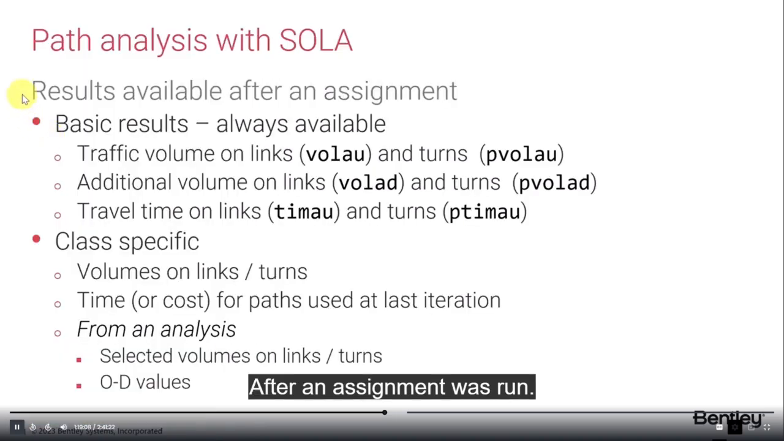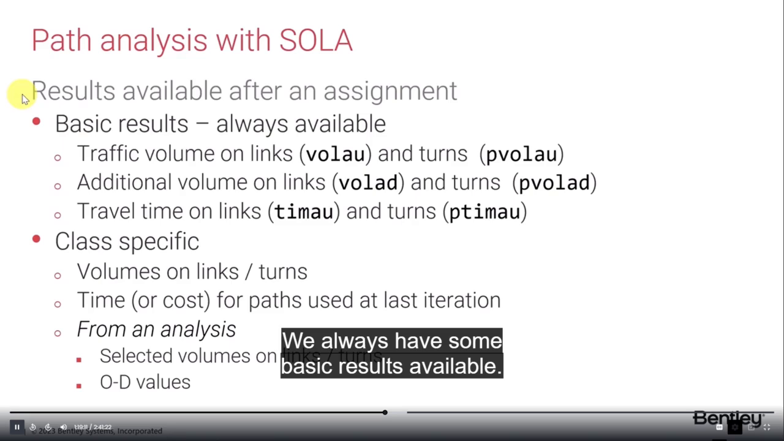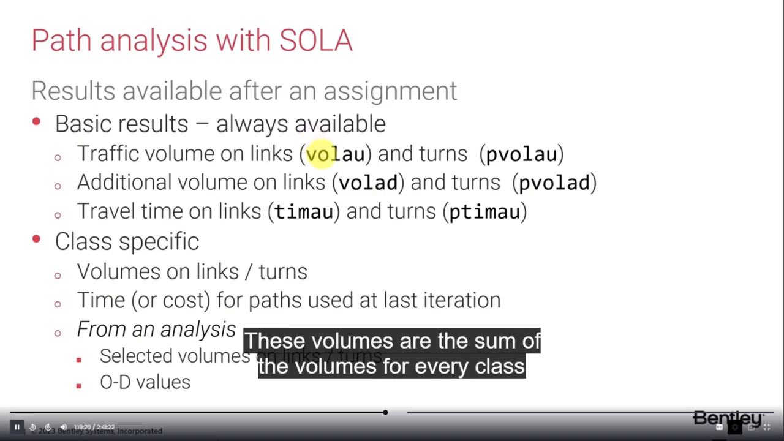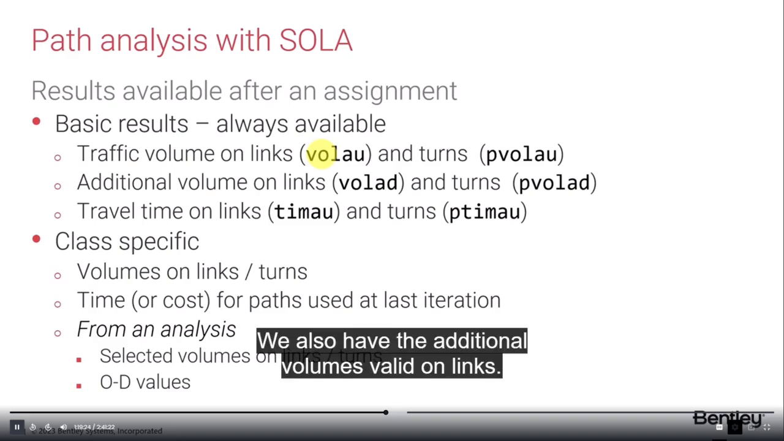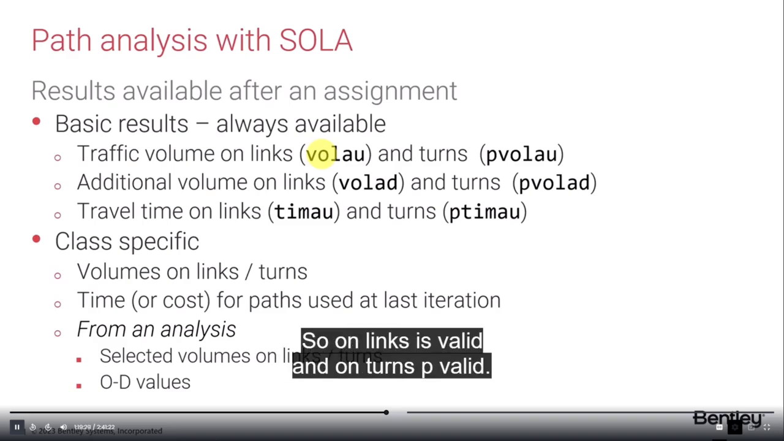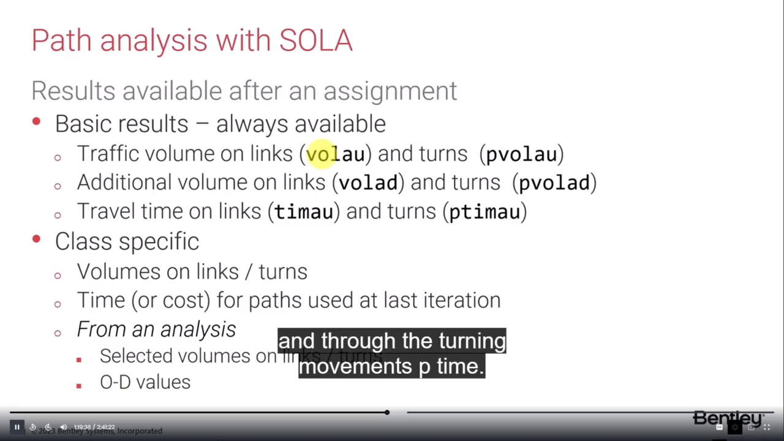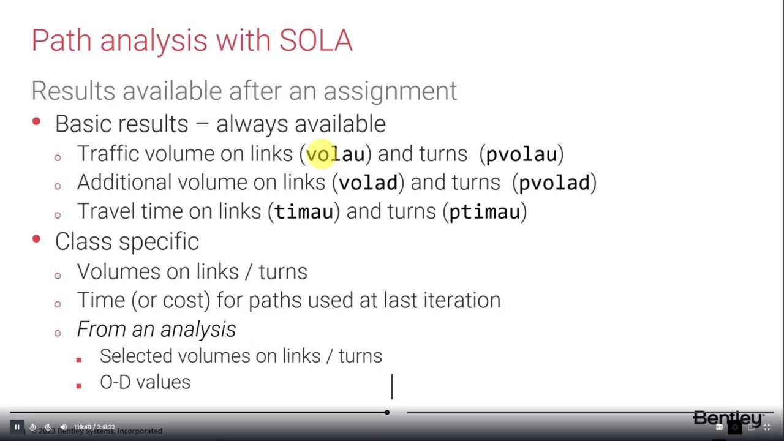After an assignment was run, we always have some basic results available. The traffic volumes on links and on turns, PVOLAU and VOLAU. These volumes are the sum of the volumes for every class of the assignment. We also have the additional volumes, VOLAD, on links. So on links it's VOLAD, and on turns, PVOLAD. And we have the auto travel time through the links, TIMEAU, and through the turning movements, PTIMEAU.